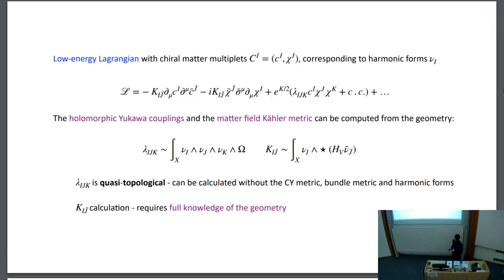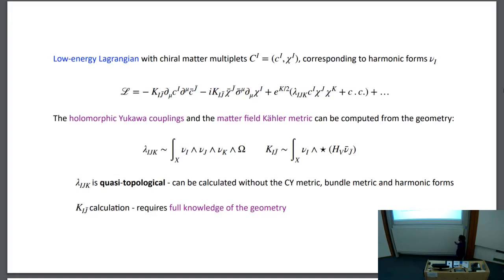So finally, let me quickly go to the computation of Yukawa couplings. You need two pieces to compute that. You need the holomorphic Yukawa couplings. The nus are the harmonic forms which correspond to the matter fields. Omega is the top holomorphic form on the Calabi-Yau manifold. And you need also this matter field metric, which gives you the normalization of the matter fields if you want to write them in canonical form.